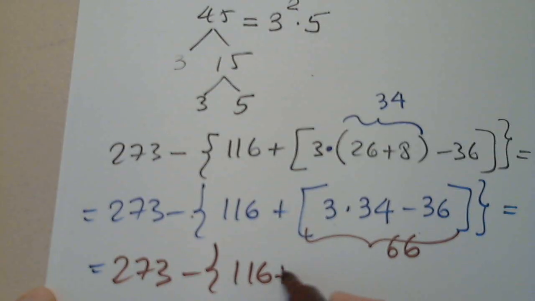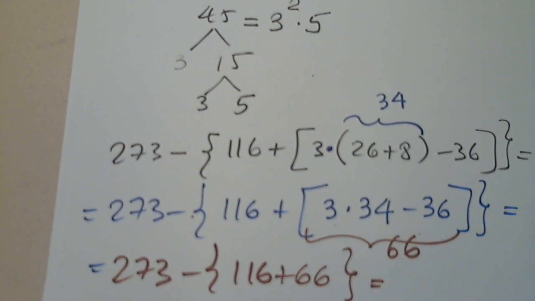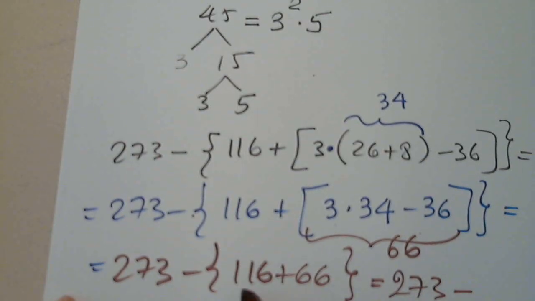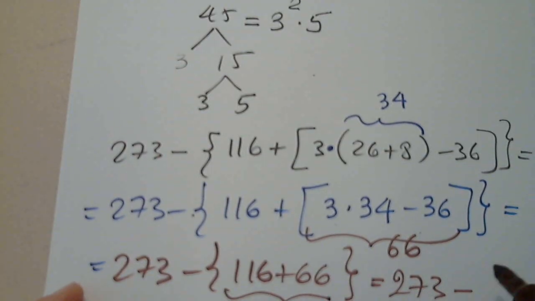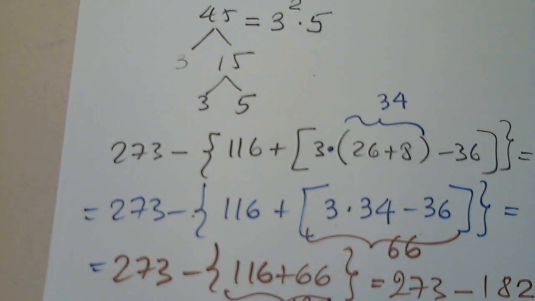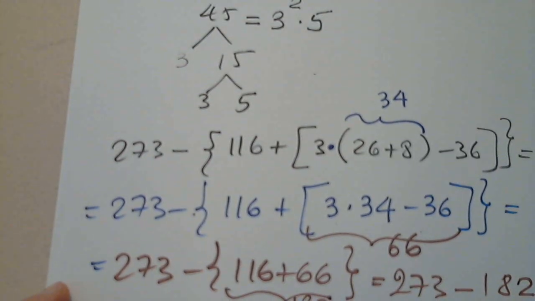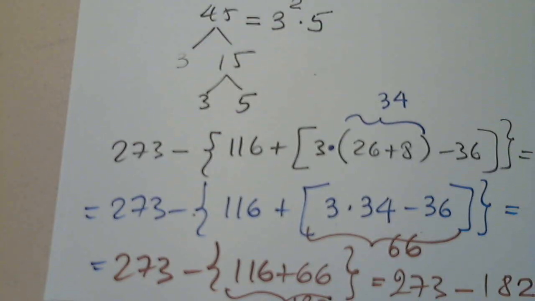Now this all is gone, plus 66. Now 273 minus, I have to add these two. And what do I get? 281. So this is 182. And now 273 minus 182. So I get 1 and I get 9. So the answer is 91.